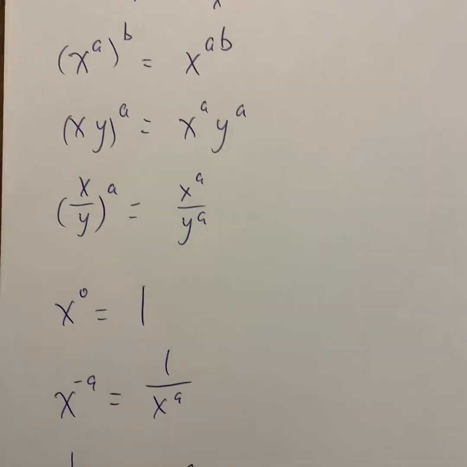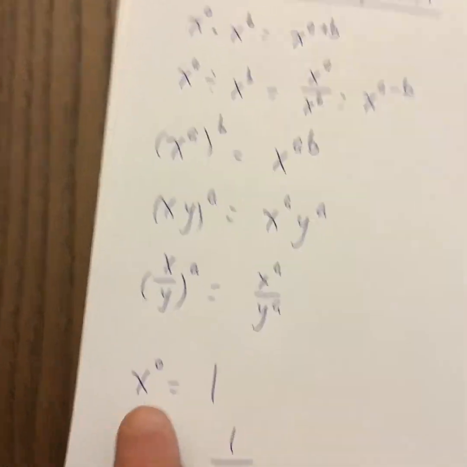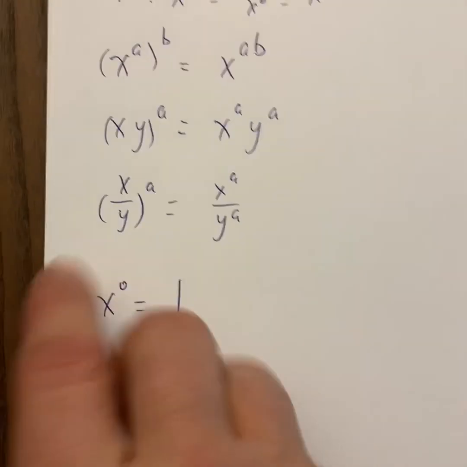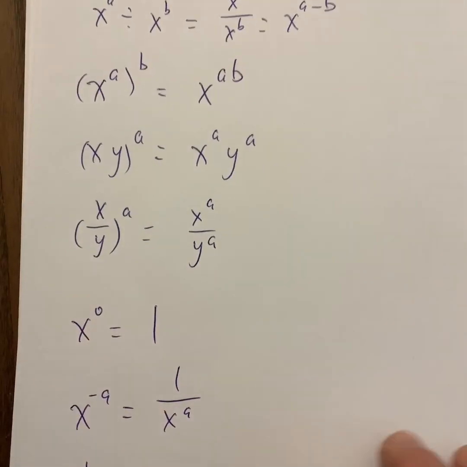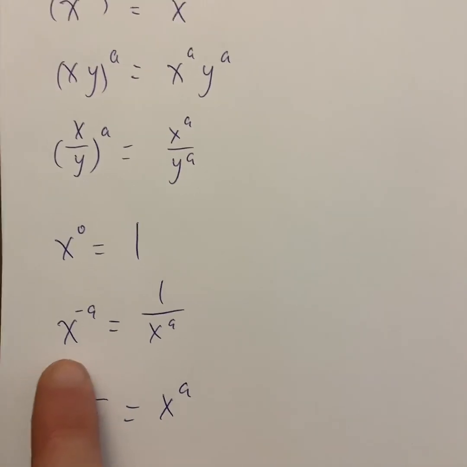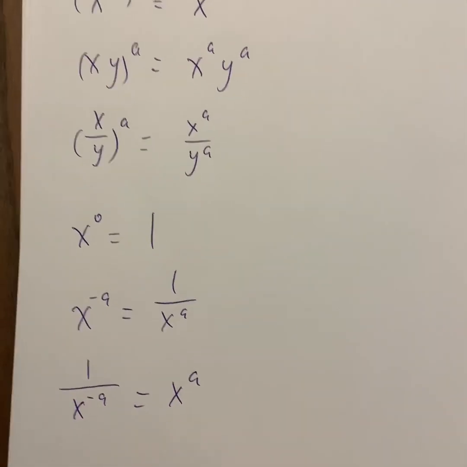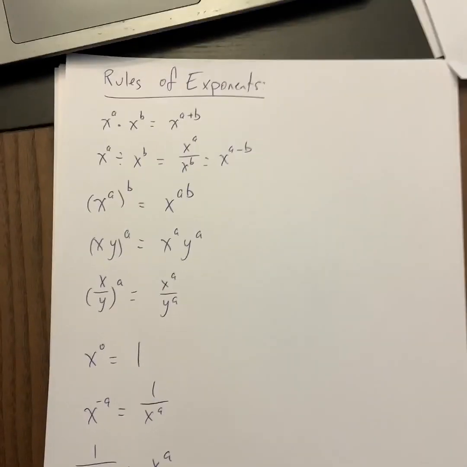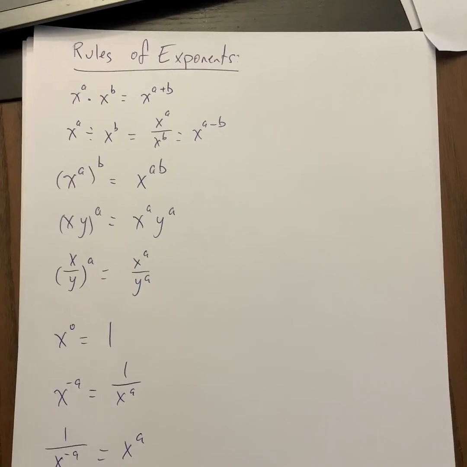Then we've got the zero power rule, and it says anything raised to the power of 0, anything other than 0, is equal to 1. So you've got this whole big expression in parentheses raised to the power of 0, it equals 1. Then comes the negative exponent rules, which we did yesterday. If we've got x to the negative a, that's 1 over x to the positive a, and 1 over x to the negative a equals x to the a. So that's recapping all of the rules you should have gone over so far.